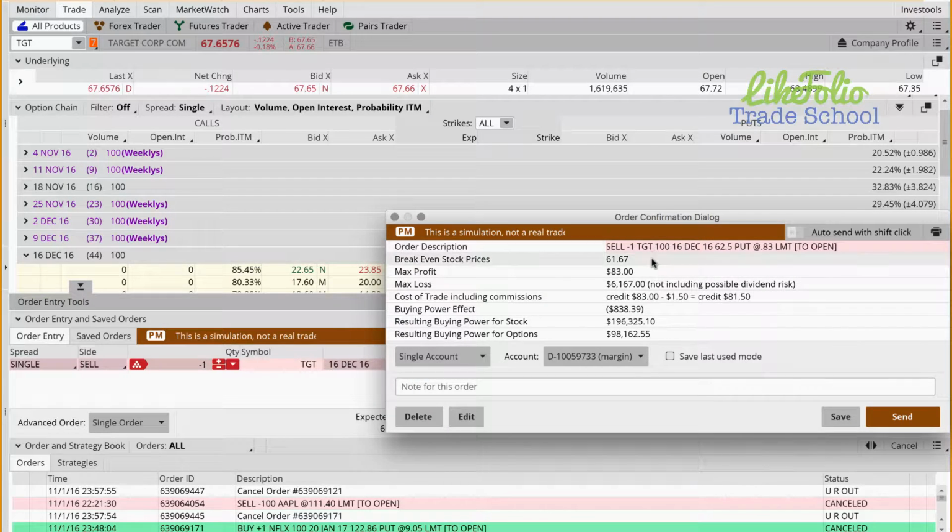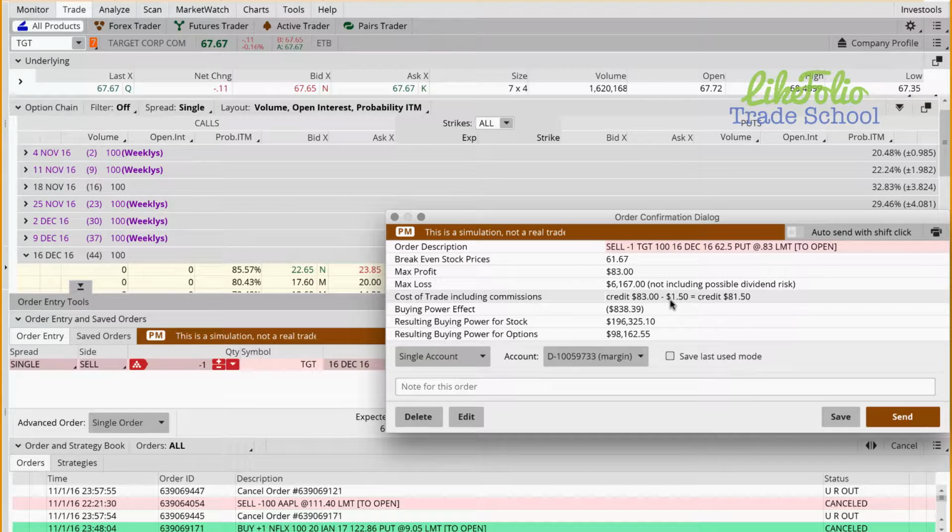It's going to reiterate our trade here. It's going to tell us the break even. It's going to tell us the max profit, max loss if the stock goes down to 0. So if Target was to just completely fall out of bed and go bankrupt in the next 40 days, which of course is not going to happen, then you would lose $6,100. So this is not a very good representation of the true risk in the trade.